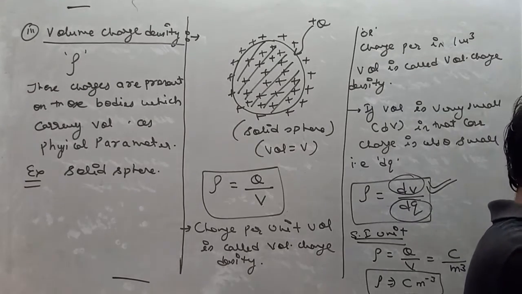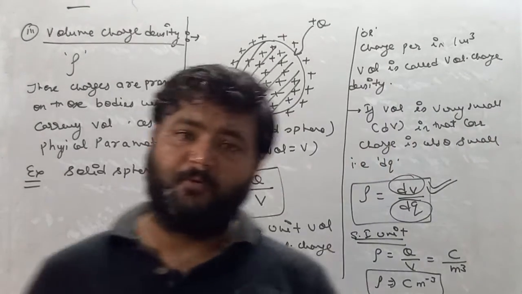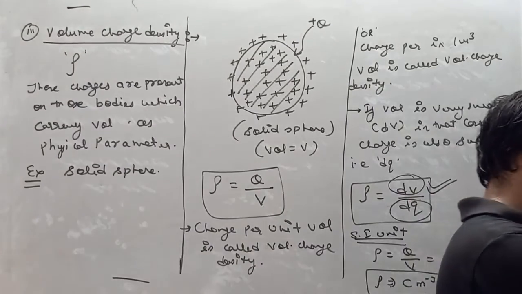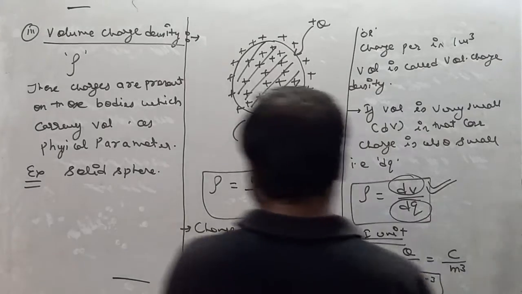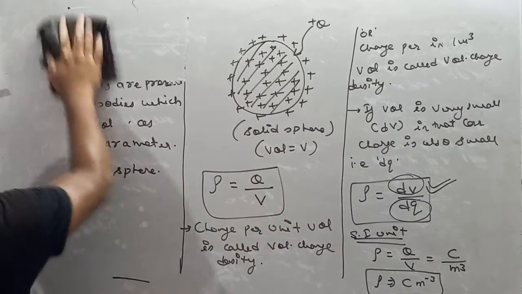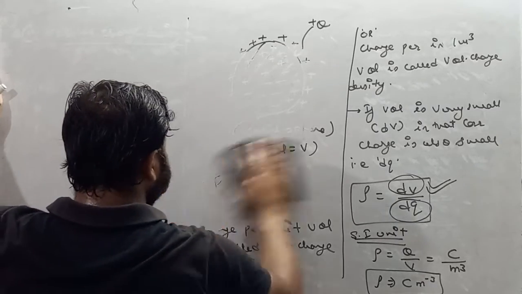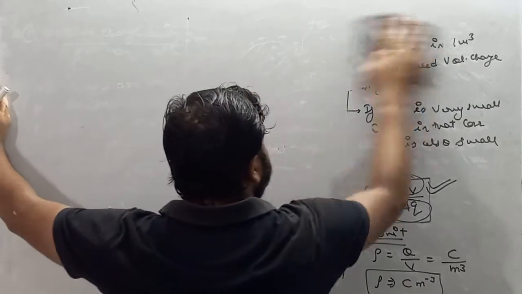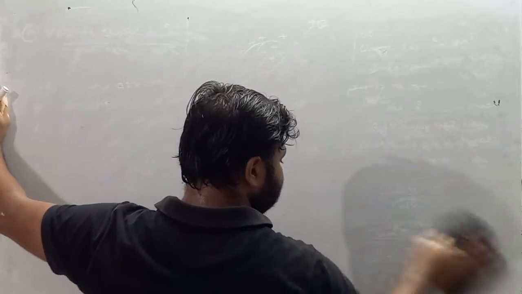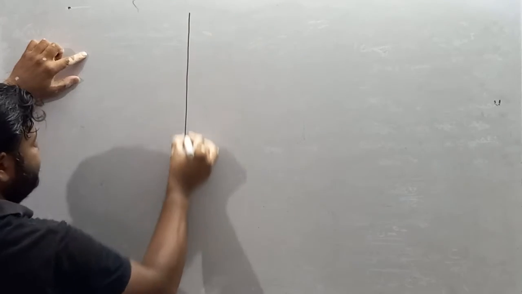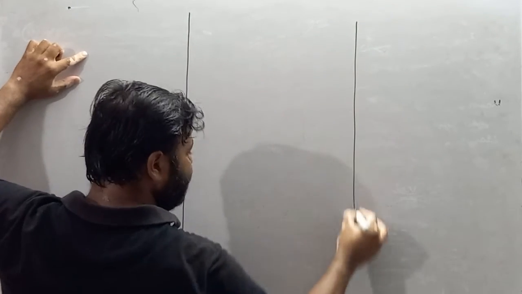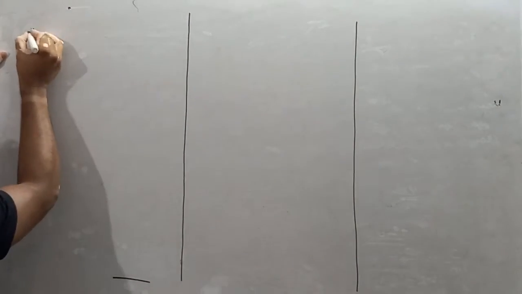Now we'll move forward and start our next topic, that is electric dipole. So write down electric dipole. See, electric dipole is basically a system of two charges. Write down the next topic, it is electric dipole.